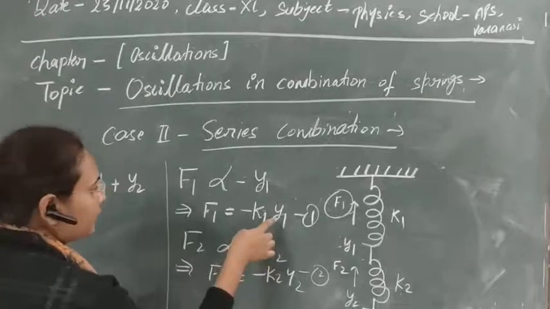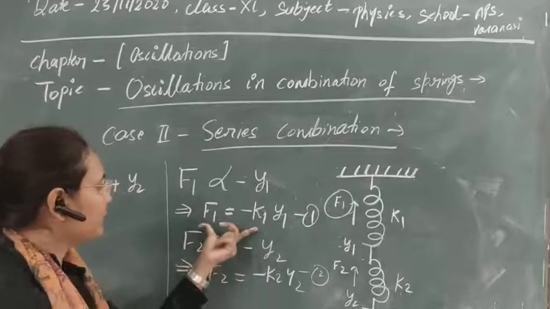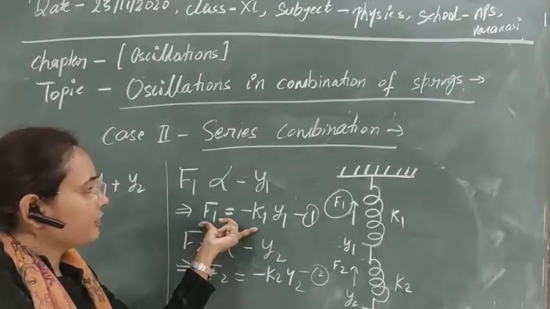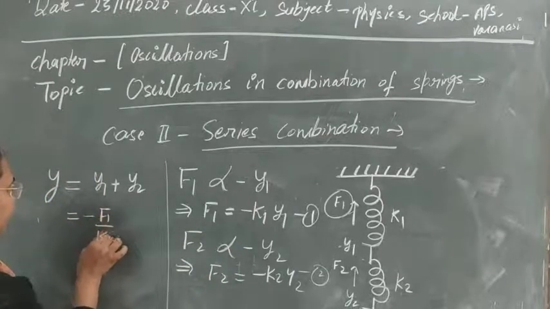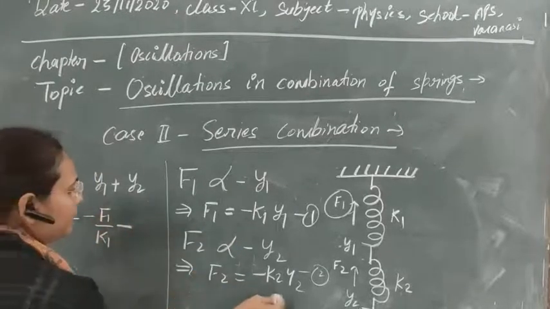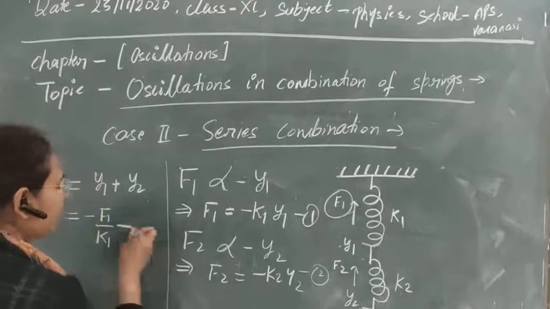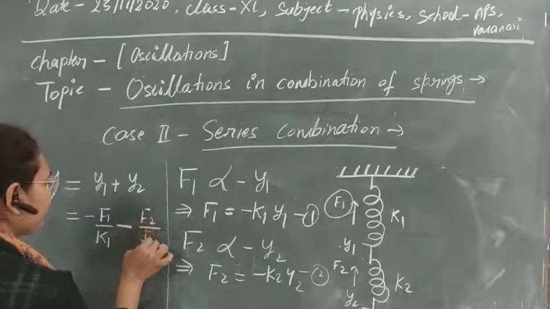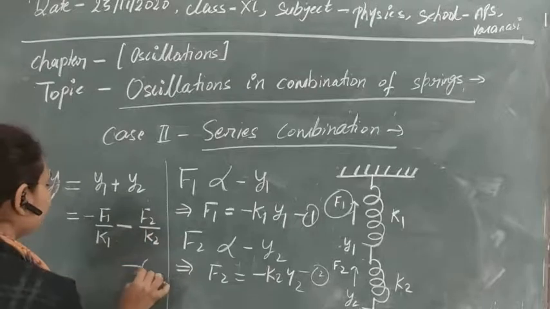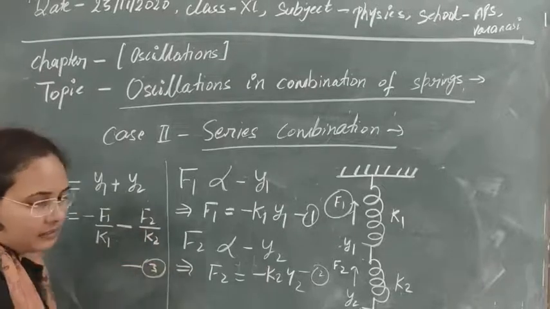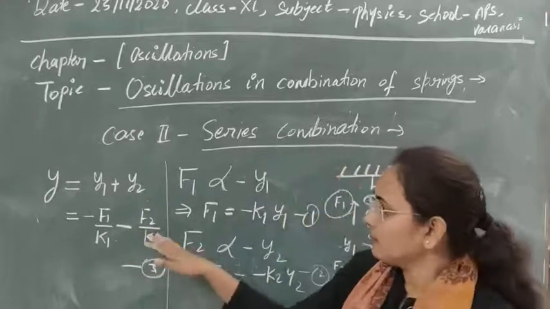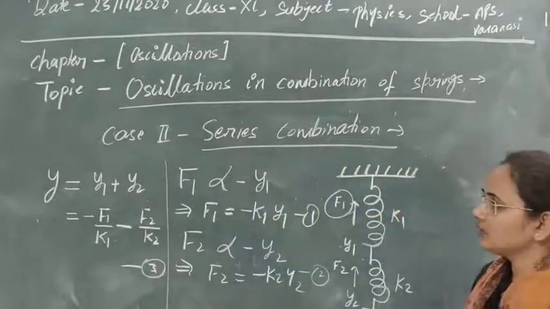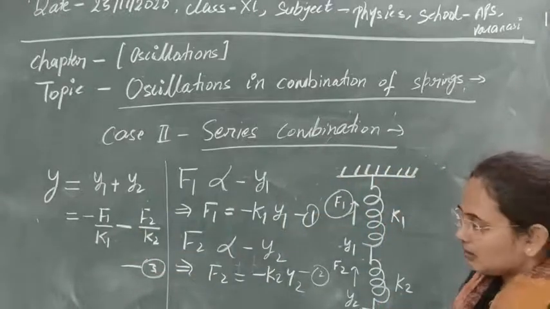And obviously you can solve for the value of y1 from here: it will be minus F1 upon K1, so its value will be F1 by K1 in magnitude, and y2 will be minus F2 by K2. Suppose this is equation number 3. Clear? So this is the factor which we have just taken.